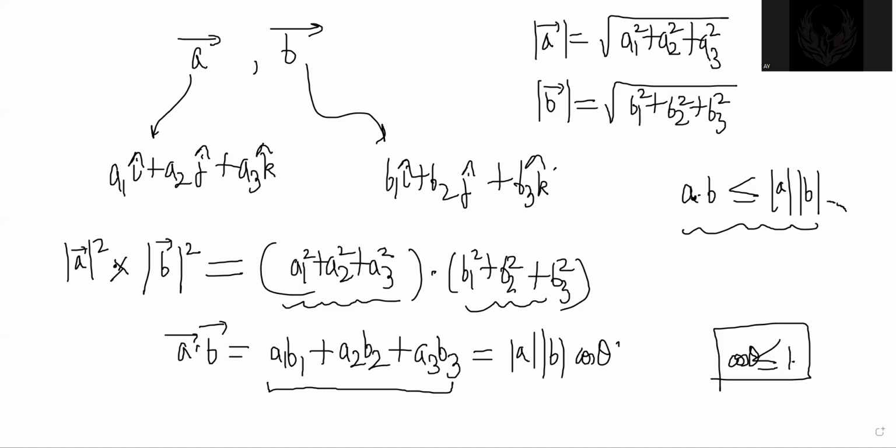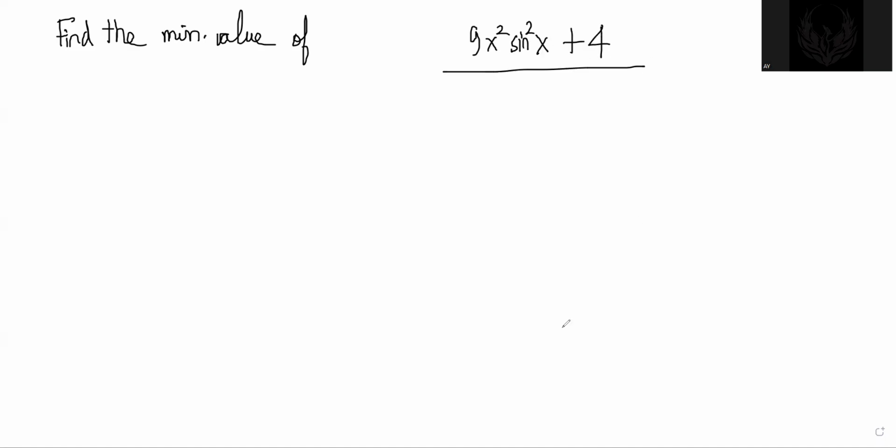Then let's do a couple of questions. Find the minimum value of nine x square sine square x plus 4 divided by x sine x, where x is between 0 to pi. This is the fifth problem.